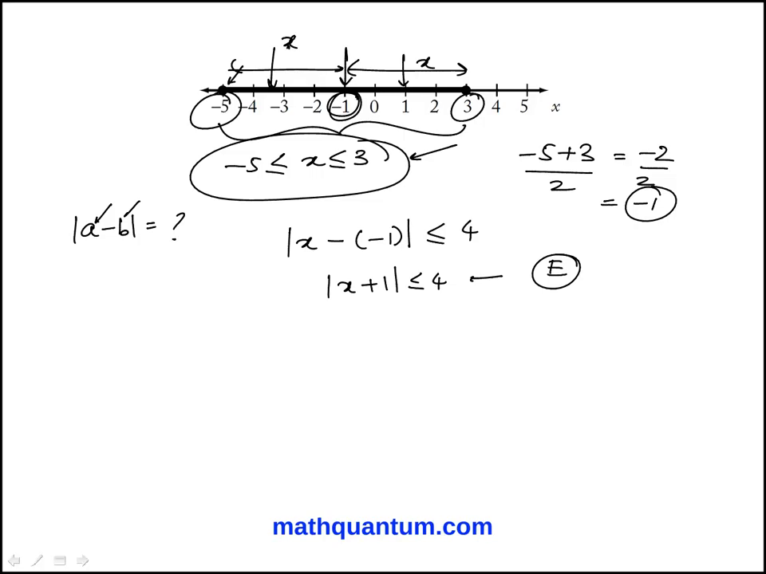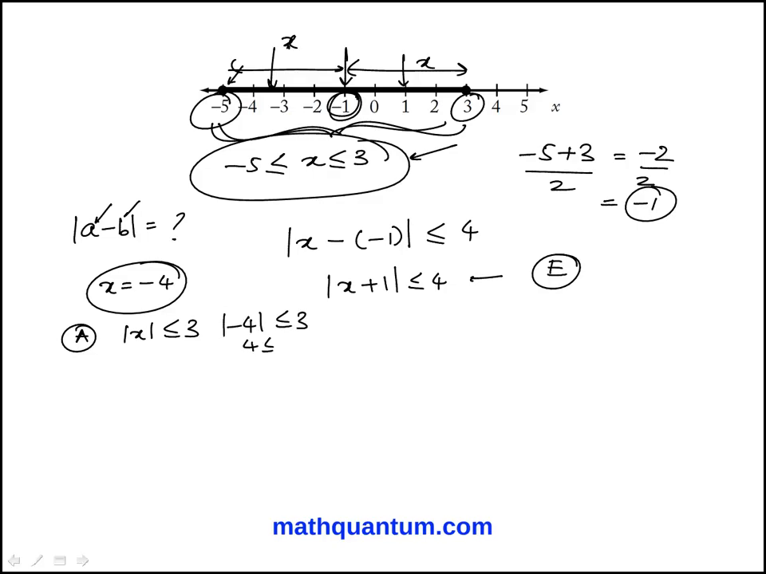The other option would be to actually use numbers, meaning use these possible values of x and then narrow down the answer choices. So I'll start with one extreme, let's say -4, and choice A, we'll test whether that holds true. Well, absolute value of -4, is that less than or equal to 3? No, because this is 4. So A is out. B works because absolute value of -4 is 4, which is less than or equal to 5. So that's still in contention.